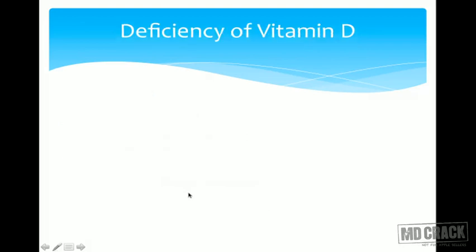What will happen if vitamin D is deficient? So what is it necessary for? One, for absorption of calcium. That is the main thing. So if a deficiency of vitamin D is there, absorption of calcium will not take place.